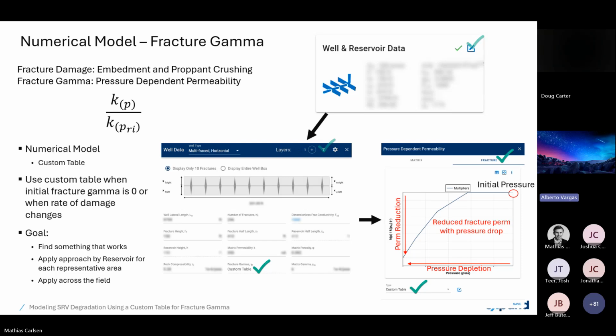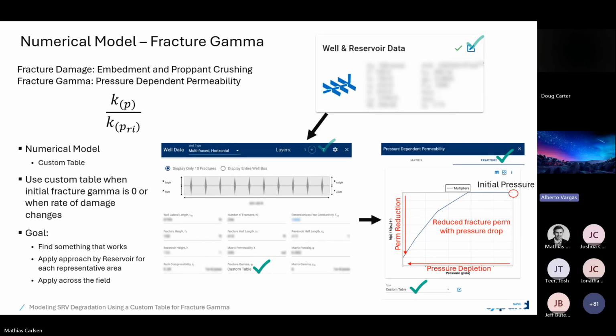And if you don't have that yet, at the very top where there's the green check mark, you can click the gamma button, go over to fracture, and then insert a custom table there. You'll need this, like I mentioned, when the fracture gamma is 0 to start with, or perhaps when it's not a constant gamma.